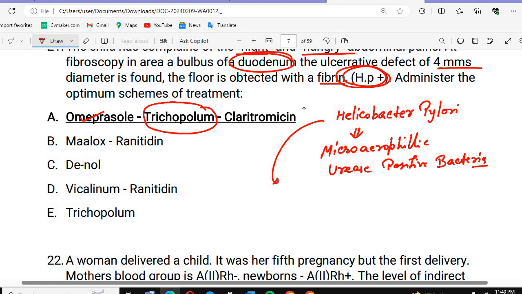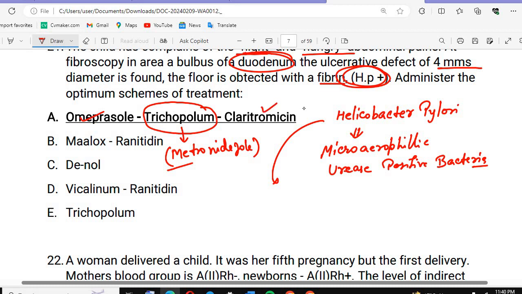We didn't study, na? Trichophylone, another name of what? Metronidazole. Trichophylone is another name of metronidazole. That you need to understand. So omeprazole, trichophylum, or what do we need to give?